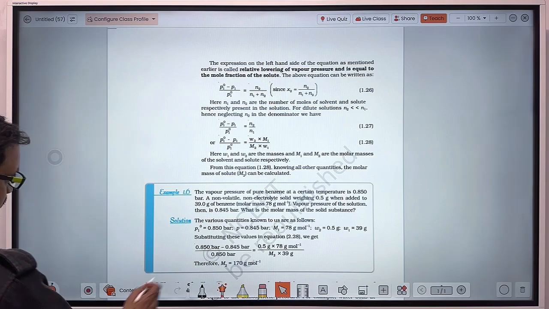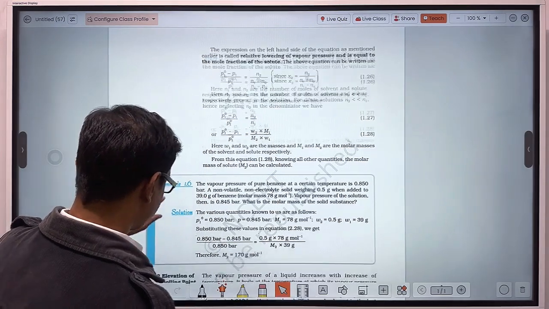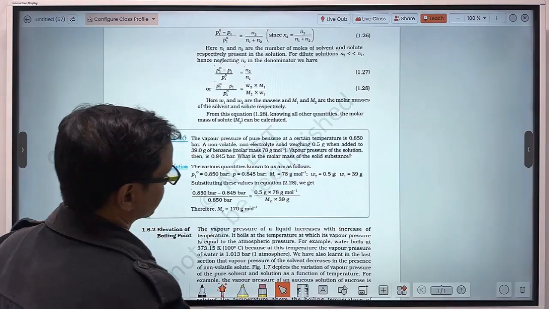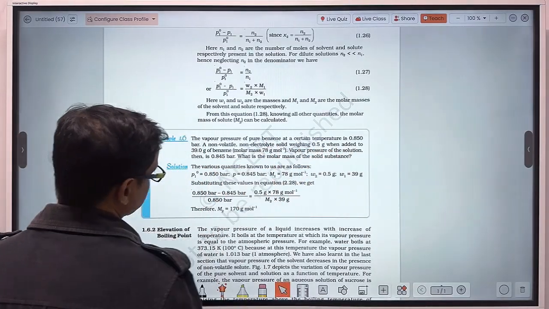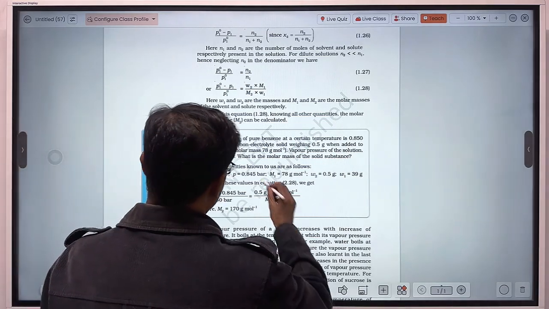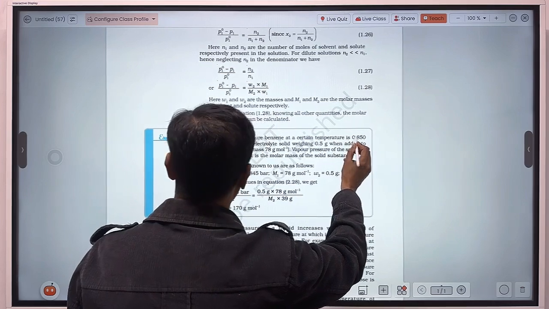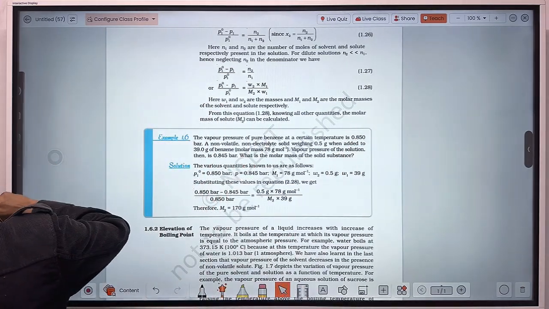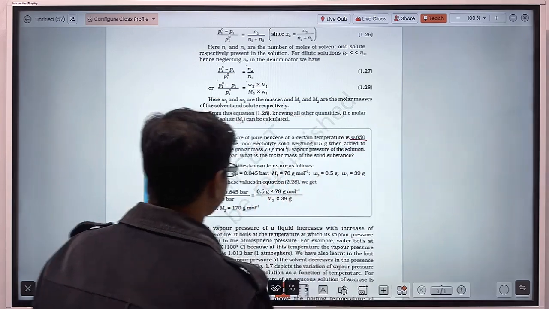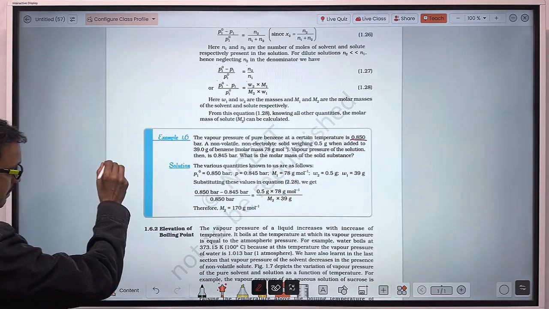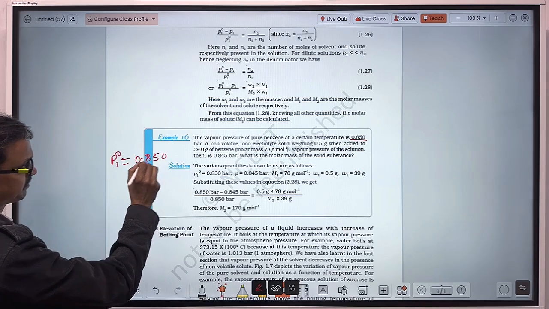Now let's see this question. What is the question here? The vapor pressure of pure benzene at a certain temperature is this much, with a non-volatile solute. So in this question, the vapor pressure of pure benzene at the given temperature is that much. Here benzene is the solvent, so this is the vapor pressure of solvent. That means P degree 1 is 0.850.